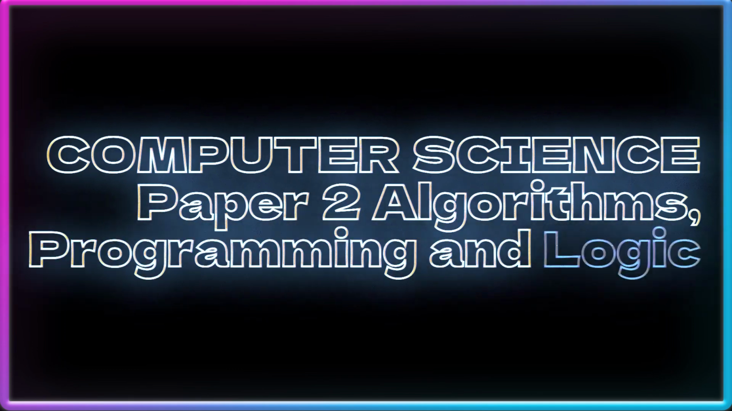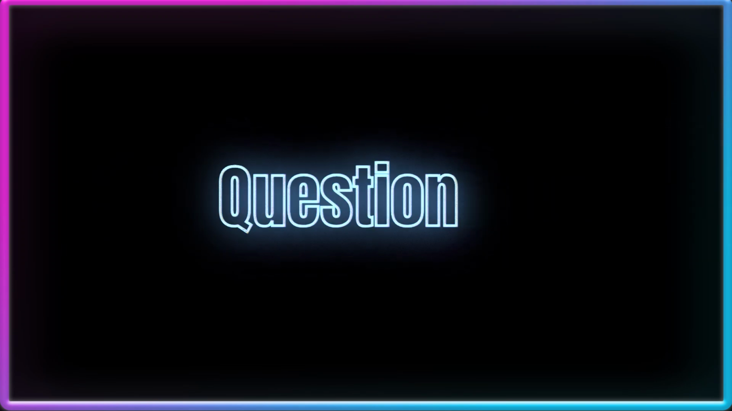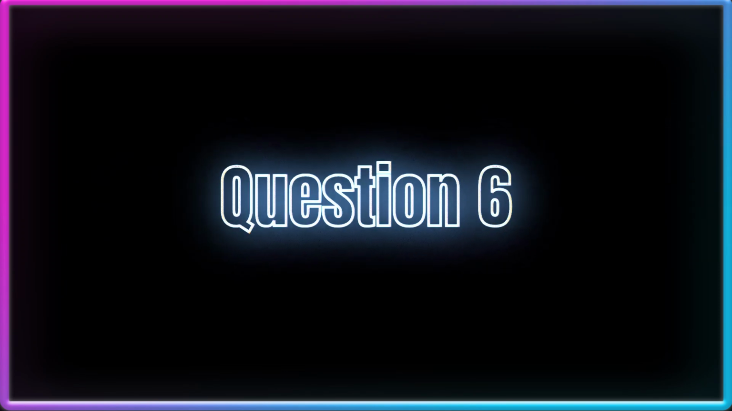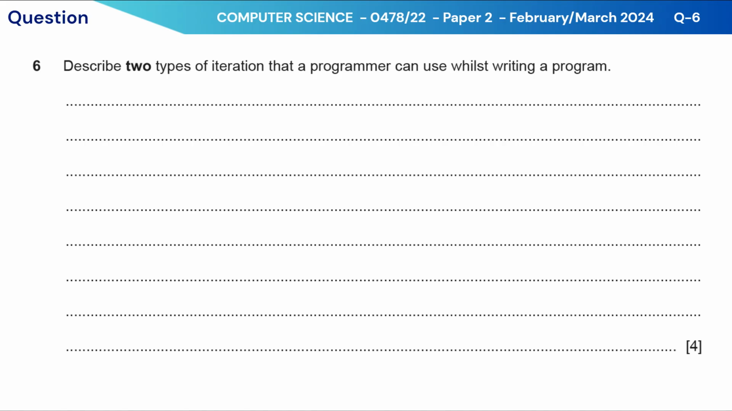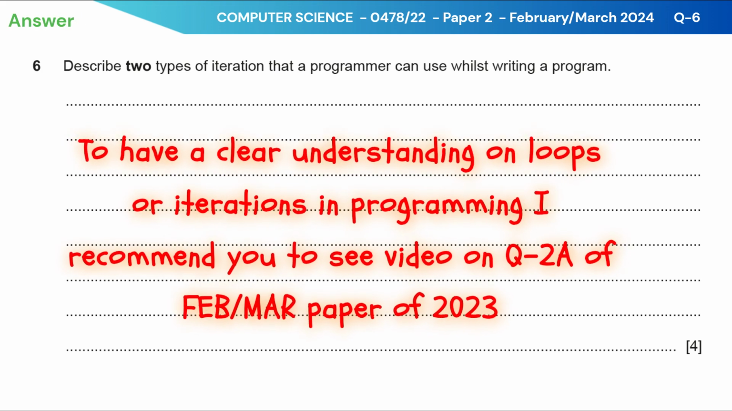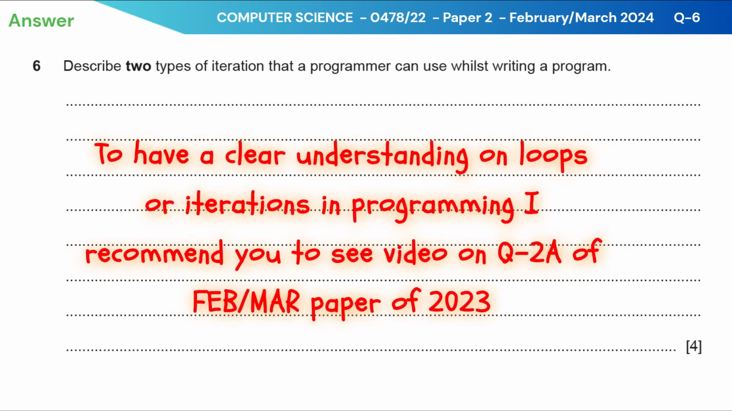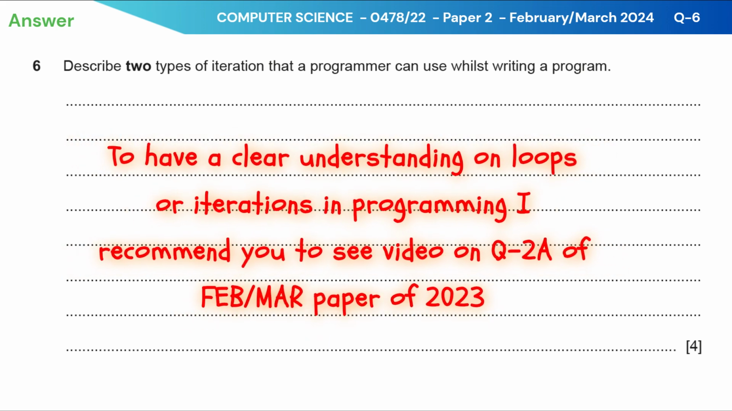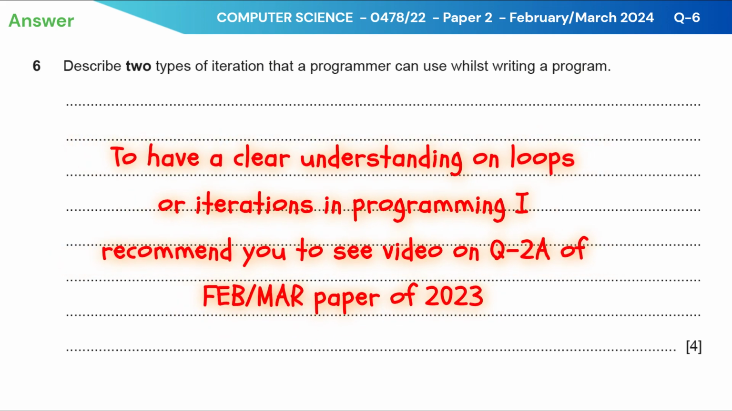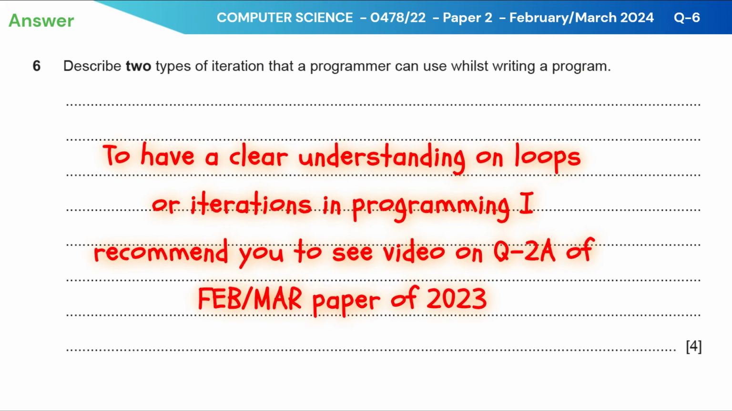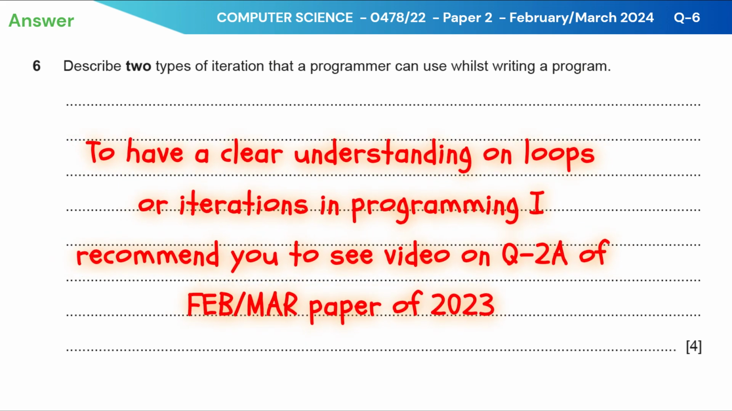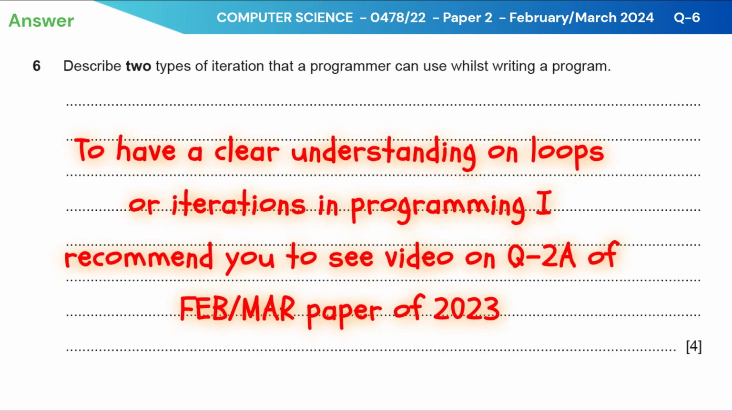Today we are going to solve question 6 of the 047822 February-March 2024 past paper. The question is, describe two types of iteration that a programmer can use whilst writing a program. Iterations in programming are called loops. To answer this question well, you need a good understanding of loops or iterations in programming. I recommend watching the video on question 2A from the February-March 2023 past paper to review this topic.